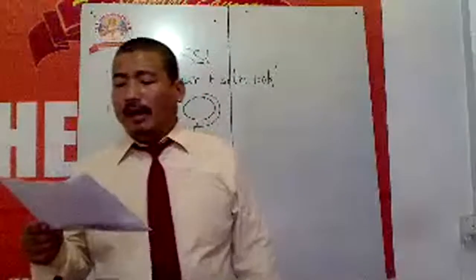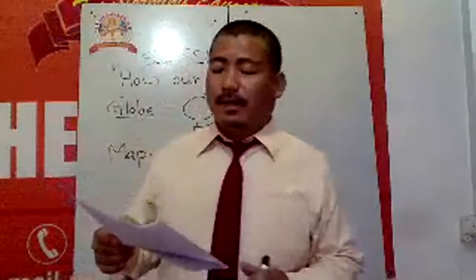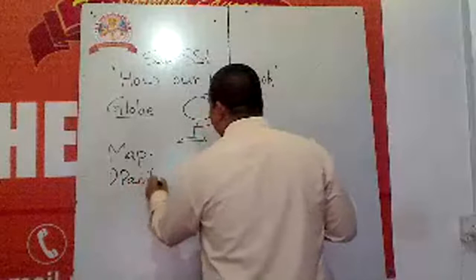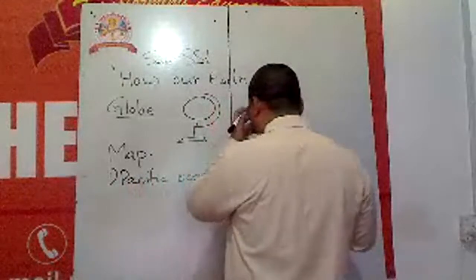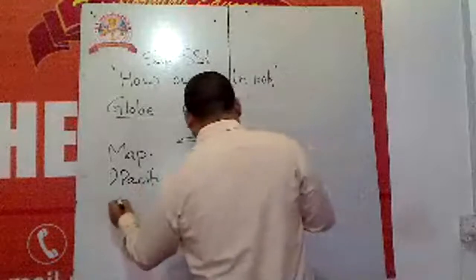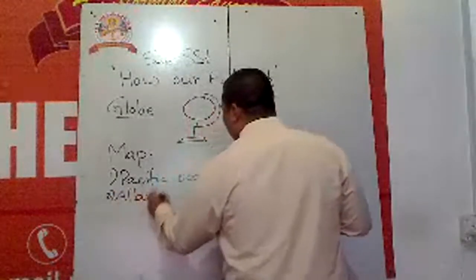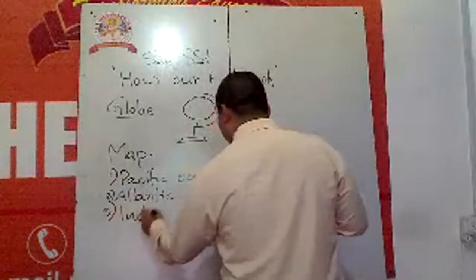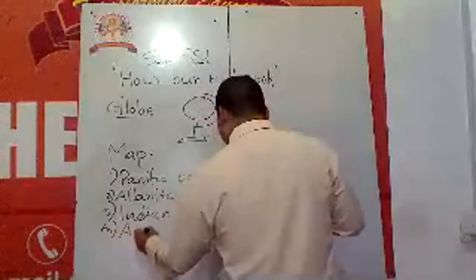Altogether, how many oceans are there? Four oceans. What are they? One is the Pacific Ocean. Ocean means, as I have told you, a large water body. Another is the Atlantic. The third one is the Indian Ocean. And the fourth one is the Arctic Ocean.